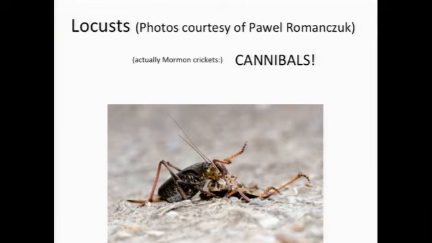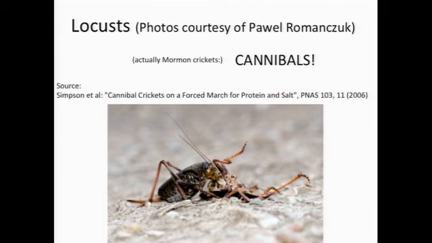A second example occurs in locusts. And brace yourself, this is a rather terrifying picture. First of all, these aren't actually locusts. These are so-called Mormon crickets. And if you can tell the difference between this and a locust, you're a better entomologist than I am. But they're horrific creatures because they're cannibalistic. And here's an example of one Mormon cricket eating another. And if you didn't already have enough reasons to be thankful that Mitt Romney wasn't elected president, here's another one.